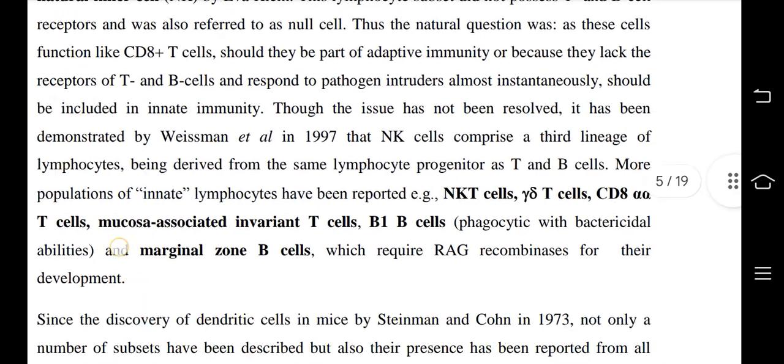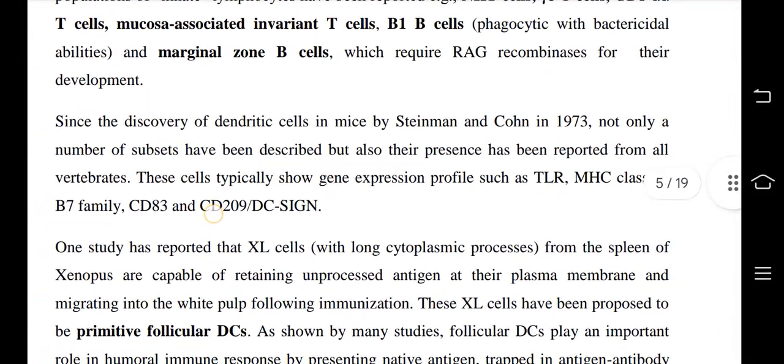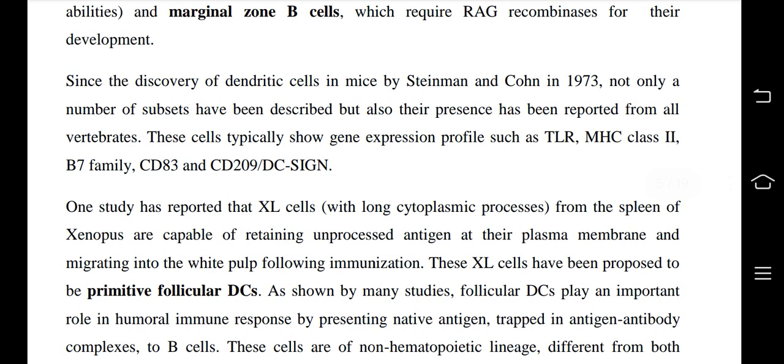Since the discovery of dendritic cells in mice by Steinman and Cohen in 1973, not only have a number of subsets been described, but their presence has also been reported in all vertebrates. These cells typically show gene expression profiles such as TLR, MHC class II, B7 family, CD83, and CD209 DC-SIGN.